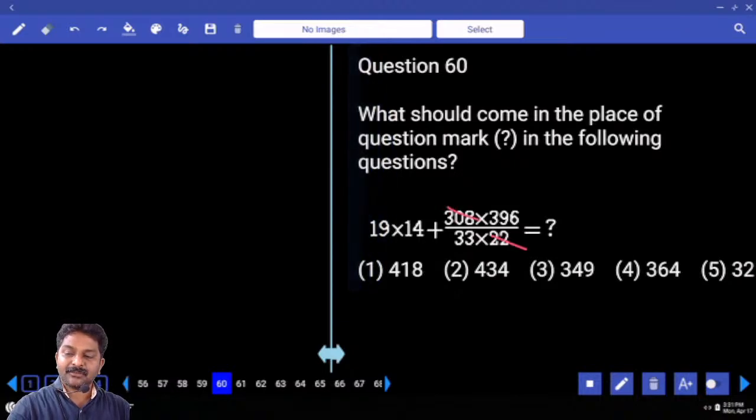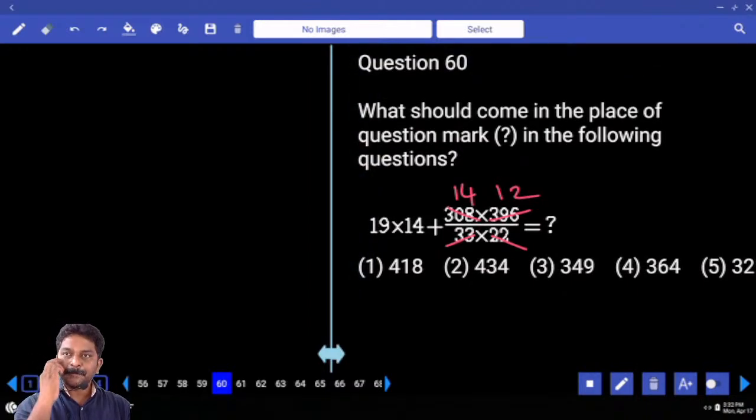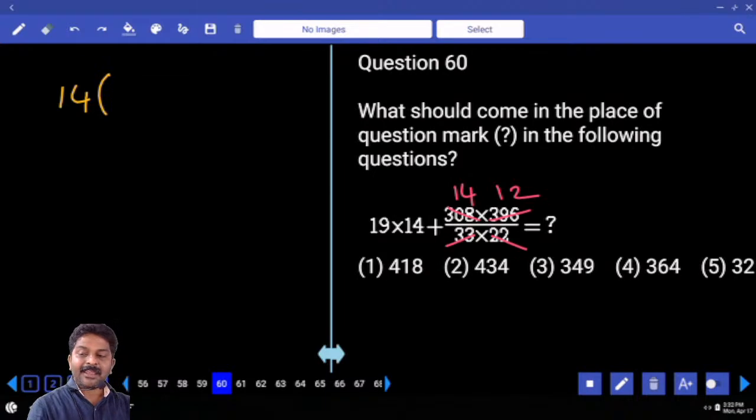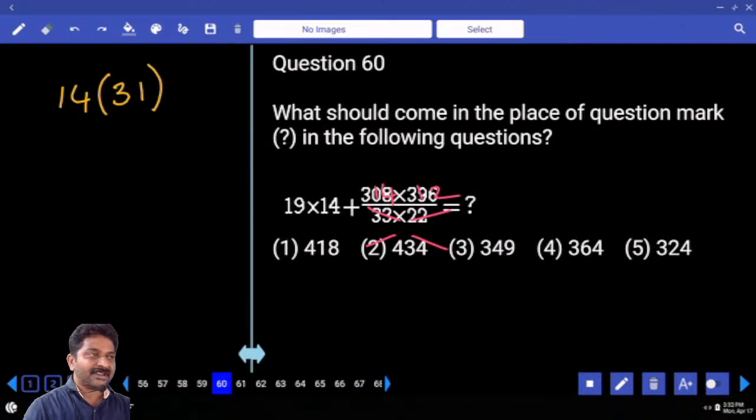22 cancellation: once 88. 4 times 33 cancellation: once 66, 2 times, correct? Now, how many terms do we have? One is 19 into 14, the other is 14 into 12. 14 is common. Take 14 common. How much is that? 19 plus 12, which is 31. The answer must end with? How many options are there? 3 options are there. Easy to calculate.